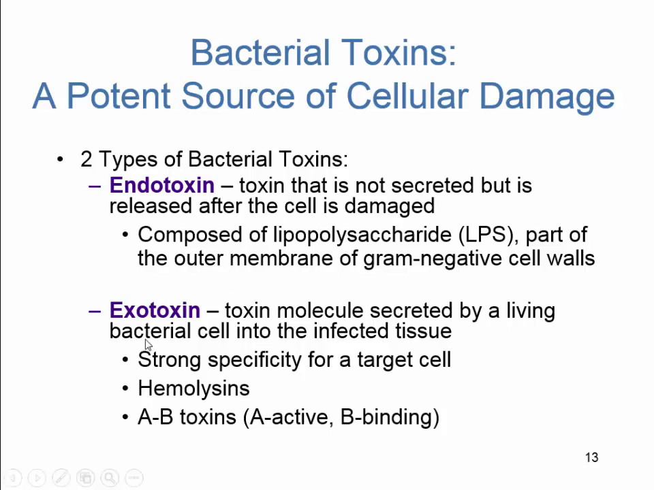Exotoxins, however, do not require the microbial cell to be lysed. Instead, the bacterial cell will secrete this distinct toxin. An excellent example of an exotoxin is a hemolysin. A hemolysin is necessary to digest blood cells. Streptococcus pyogenes is an excellent example of a bacteria that secretes a hemolysin. Hemolysins are highly specific. They have both an active component and a binding component. And so the A and B toxins work in a concerted effort to cause damage to the host cell.